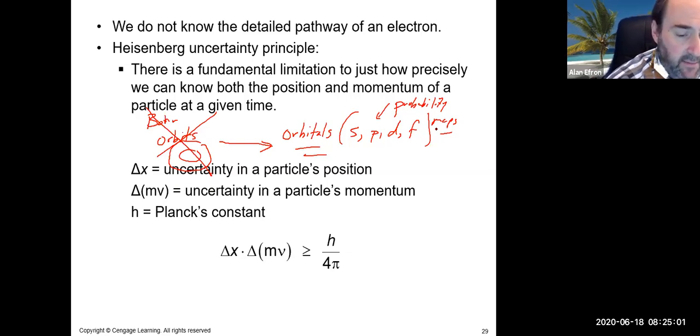Down on the bottom here is Heisenberg's uncertainty principle. We're probably not going to do any calculations that involve this equation, but just so you have an idea what it is, delta x is the uncertainty in the position of a particle like an electron, delta mv is the uncertainty in how fast that particle is moving, h is Planck's constant, and pi is obviously pi.